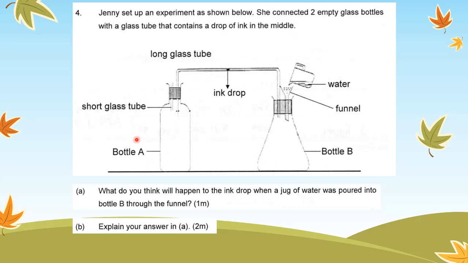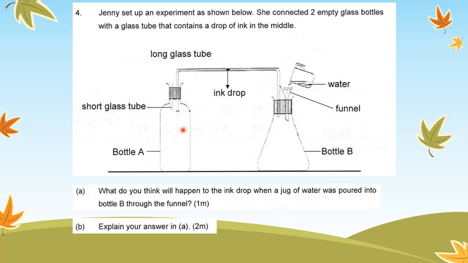Then bottle A. Okay, now this setup I will explain a bit first. Now what happens is that there's air occupying the space. So when water is poured in, the air here is going to escape through this tube and push the ink drop. And then water will rush in to take up the space here. The air that's escaping through this tube will push the ink towards bottle A. And then here, as the ink drop is being pushed here, the air is also being pushed out here, and the air escapes through here.